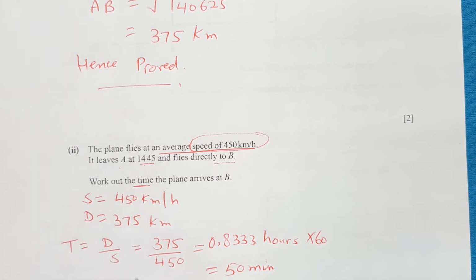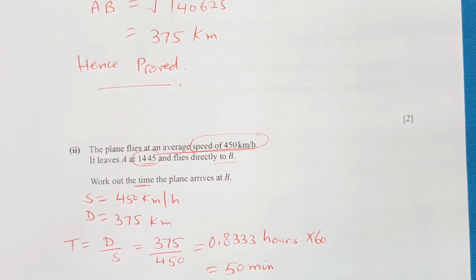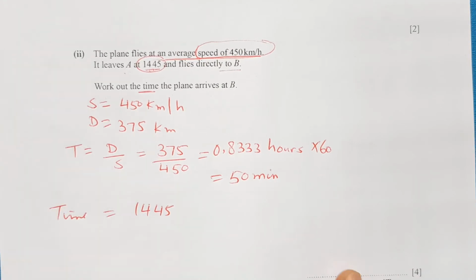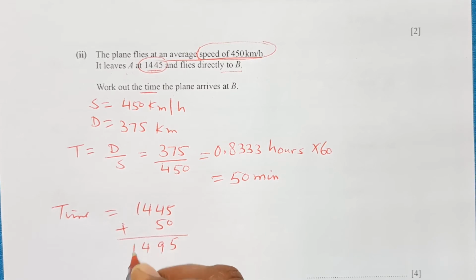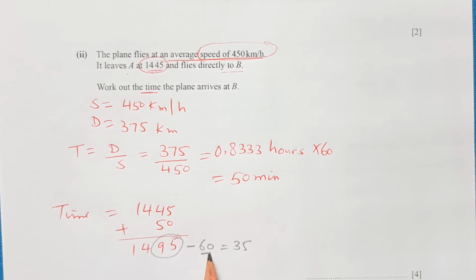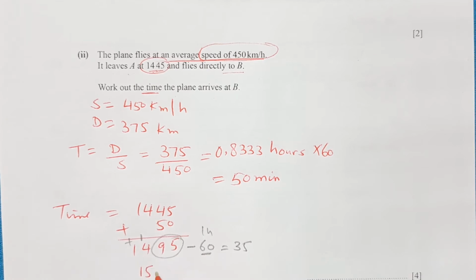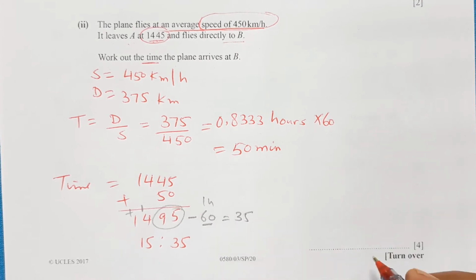Okay, so it leaves at 14:45. So the time will be 14:45 plus 50 minutes. If you add, this will be 1495. Now this is more than 60, so we will subtract 60 from here. It is 35. So this is 1 hour that will be added to this side. So this will become 15:35. So the plane will arrive at 15:35.